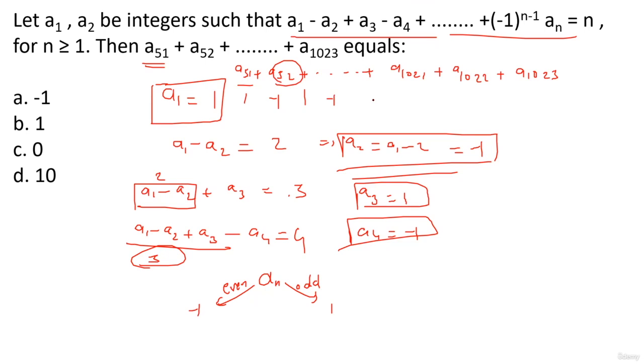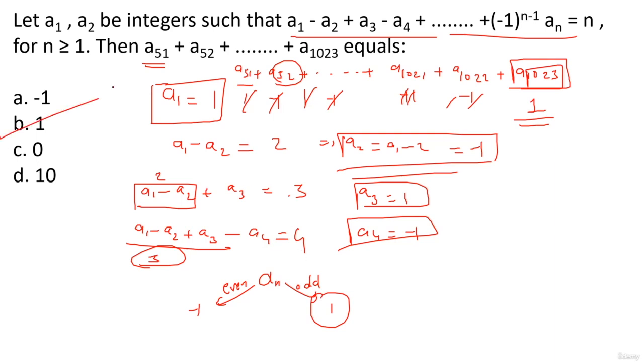a52 is minus 1. In the same way, 53 will be plus 1, 54 will be minus 1. So this plus minus 1 pairing will keep on continuing: plus 1, minus 1, plus 1, minus 1. All these terms will get cancelled out to give you 0. Only one term will be left at the end which has no pair. a1023, what will its value be? 1, because 1023 is an odd number and when n is odd we know an is 1. So the answer is option B, that is 1.